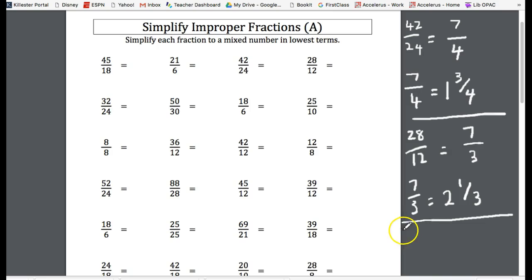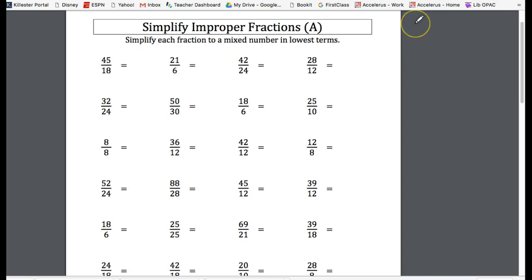All right, 32 over 24. Okay, so what is the highest common factor? 8. 8 goes into 32 4 times, and into 24 3 times. So 4 over 3. And 3 goes into 4 once, and we have 1 remainder. So 1 1/3. Okay, let's clear that. You can stop at any time and keep going on your own.